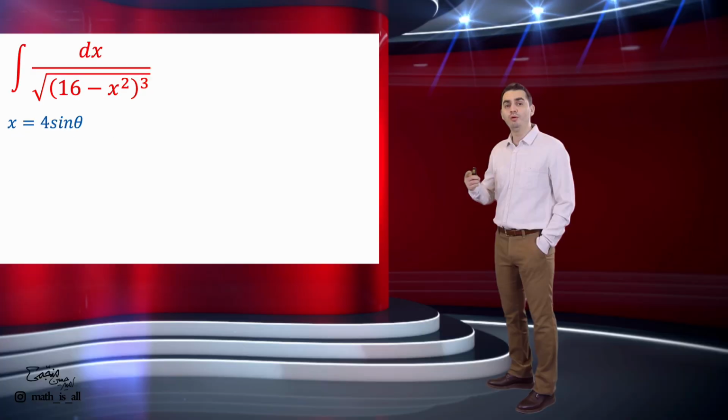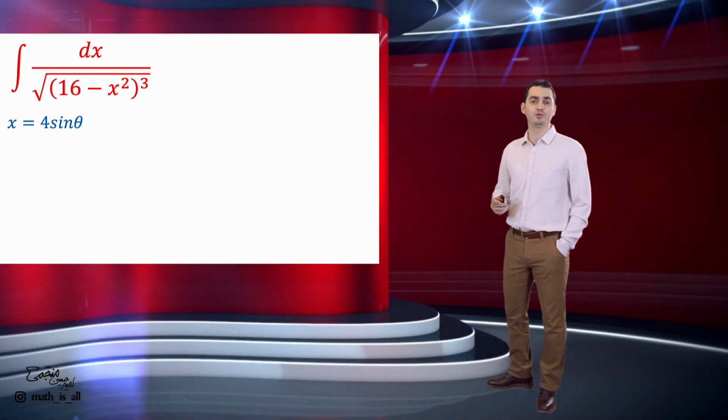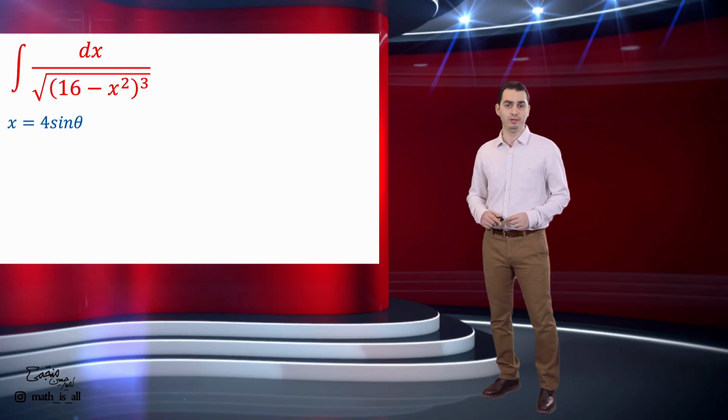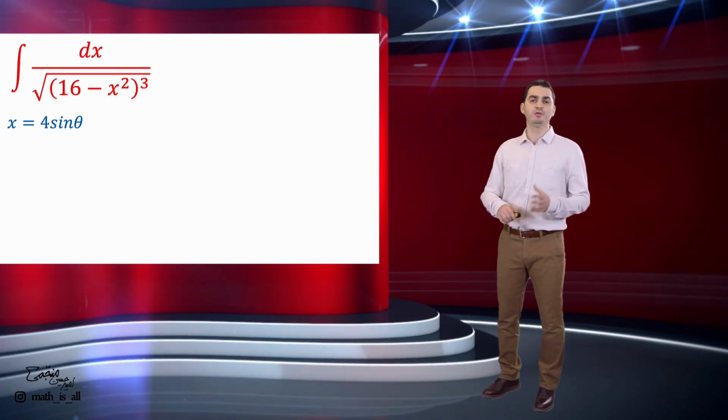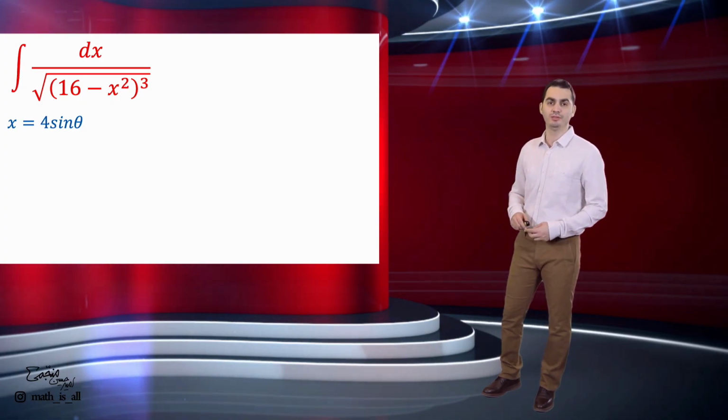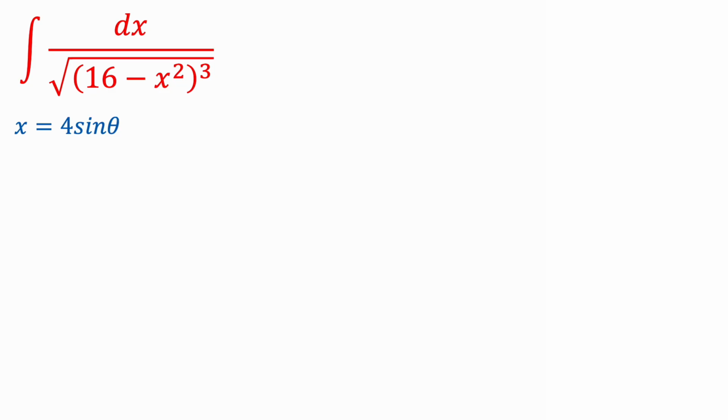Now, what do we do? Since theta is introduced, we can't have both x and theta in the integral. So we will convert all x terms to theta. All right, how do we do this? We have x equals 4 sine theta. I'm going to differentiate both sides. What do we get? It is dx equals 4 cosine theta d theta.